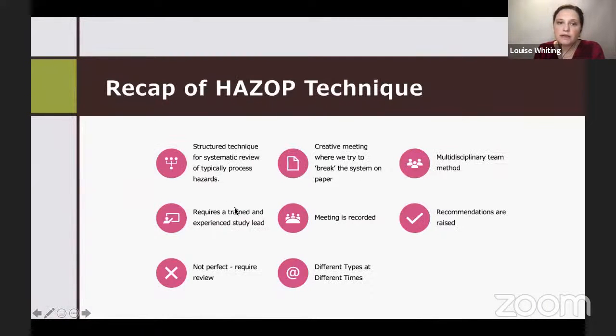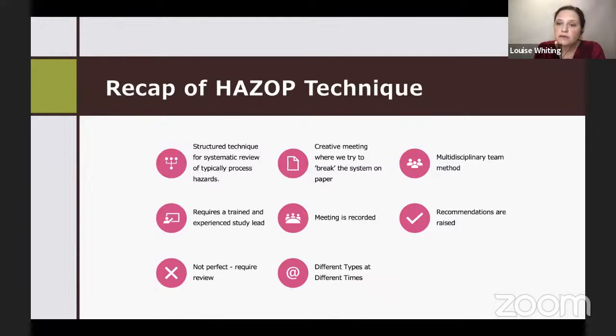Hazop is a structured technique for a systematic review of typical process hazards. Because it is of a structured nature, it can become a bit monotonous, especially if you're doing a long Hazop, and it's sometimes difficult to maintain your attention. However, if you have a good facilitator, they can guide you through the process and make it less painful and a lot more engaging. It's a creative meeting. In this meeting, we're trying to think outside the box. We're trying to figure out how we can break the system on paper.